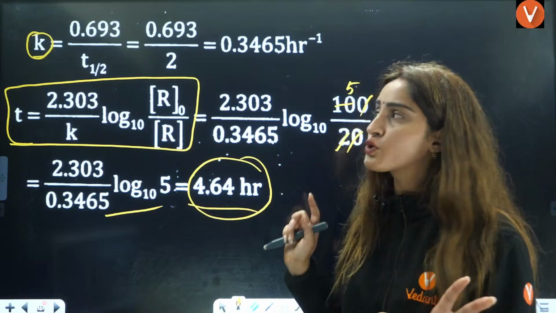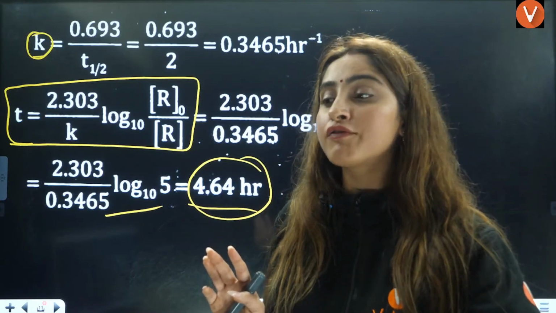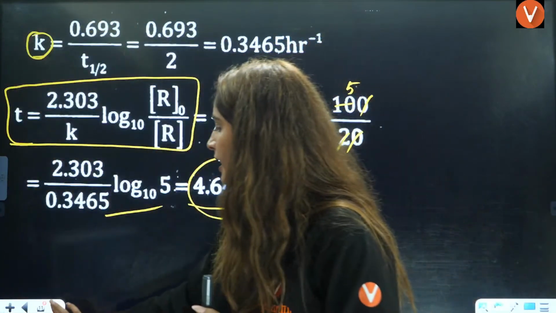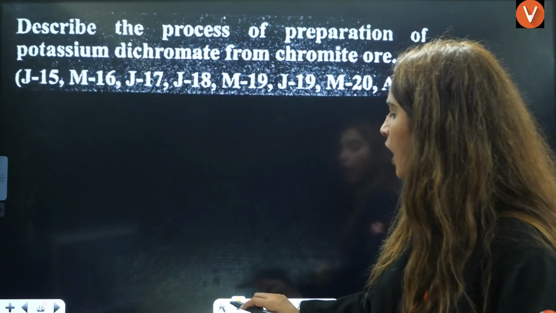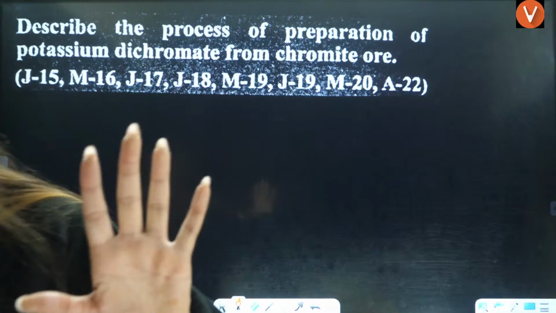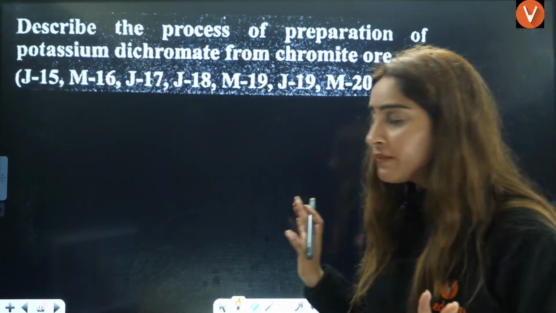So this is also in hours, if K is being calculated in per hour, if T half is already given in hours. Okay, got it? Till now, any problem, students? We have done the numerical part, right? Till now, if you have any problem, then let me know in the comment section.